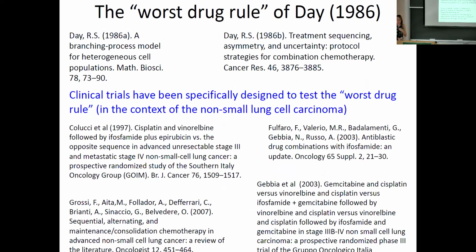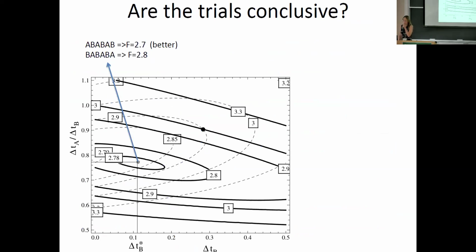So the worst drug rule was out there, a couple of publications, and there were several clinical trials that were specifically designed to test the worst drug rule. So back in the day, they still believed mathematical biologists, right? So the multiple clinical trials to check whether this works, and all of them failed. So that was very kind of disappointing, a very disappointing result. So what we were able to understand is why they failed.